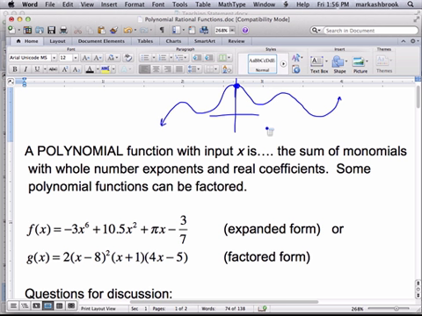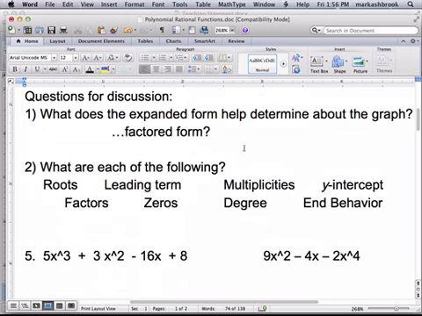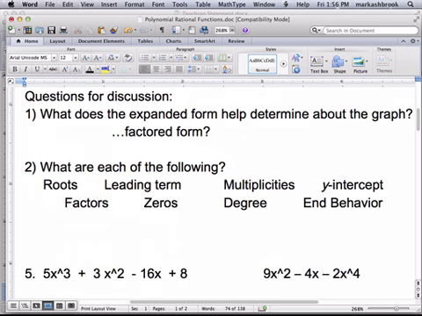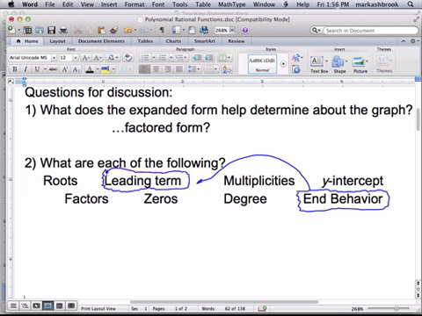Okay. All right. So the other thing we want to talk about is what's called end behavior. So I've got a bunch of terms down here that we're eventually going to talk about. But we're going to focus on this one, end behavior. Okay, so end behavior is associated with what's called the leading term. So let's see how that works.